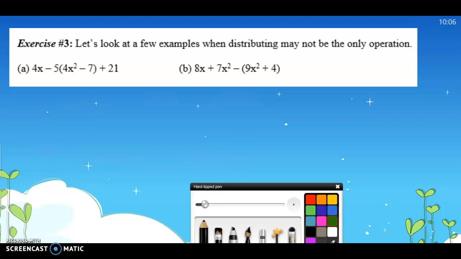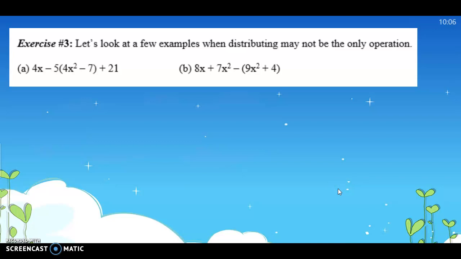We are going to do a little bit of multiplying and a little bit of adding all together now. So let's look at a few examples when distribution may not be the only operation. Now this comes down to what do we do first, and I kind of previewed this for you last class. If I see this, multiplication comes before subtraction and addition. Yes, it goes back to the order of operations.